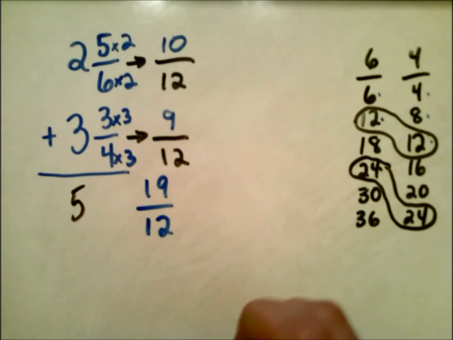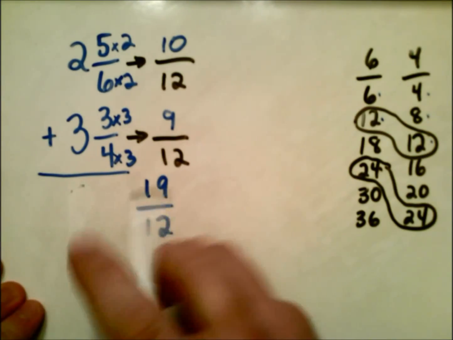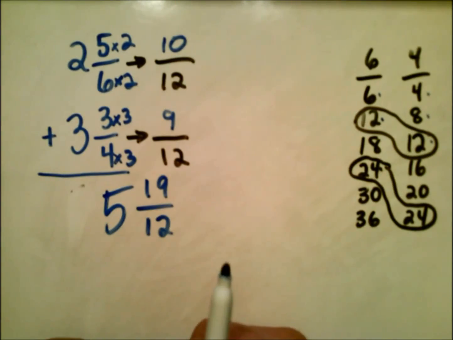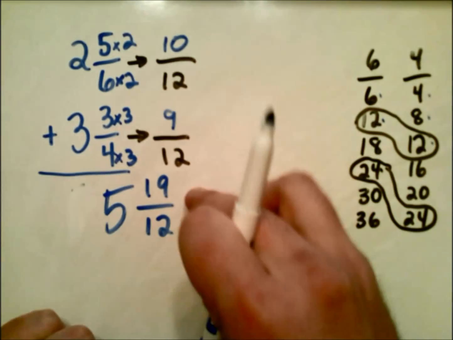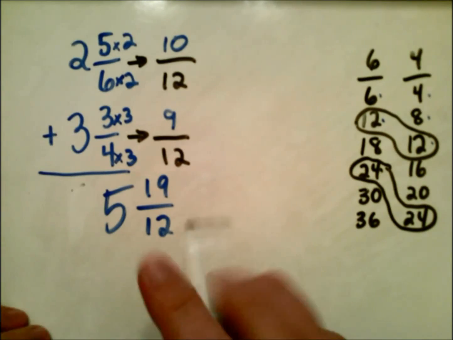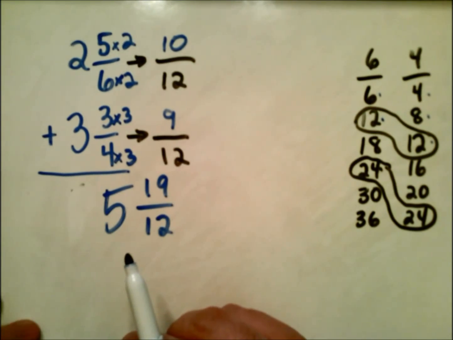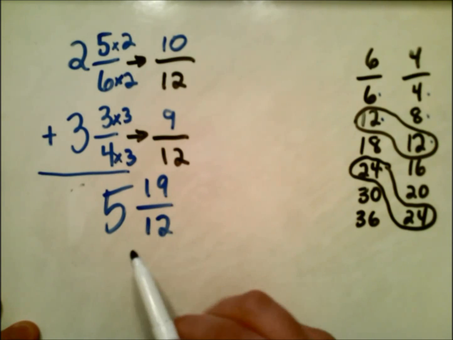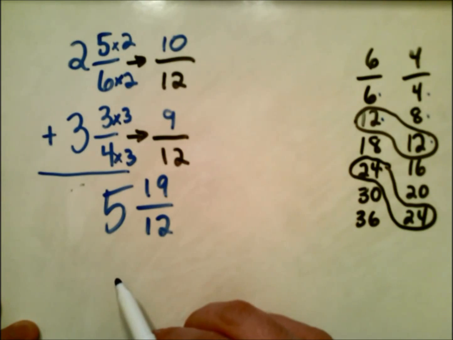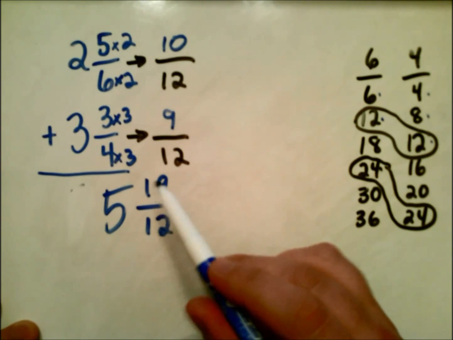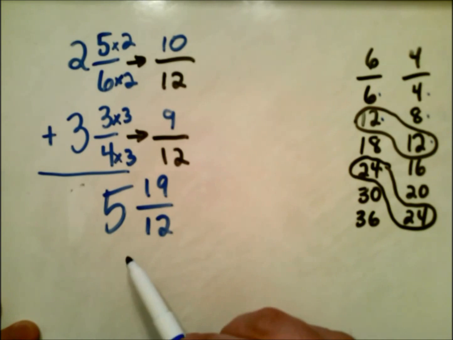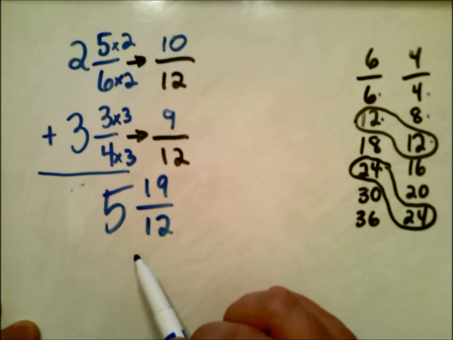I know that's going to look a little bit strange, that we have 5 and 19 twelfths. When we add the fractions, we get this. When we add the whole numbers, we get this. But this is kind of a strange looking number, kind of a mixed improper fraction. So we need to make sure that we know how to change an improper fraction to a mixed number and then carry it over.